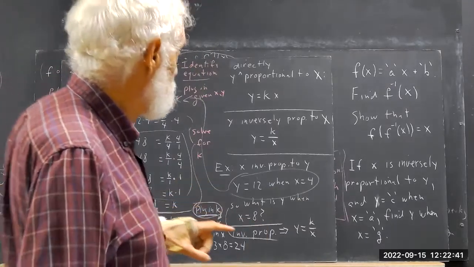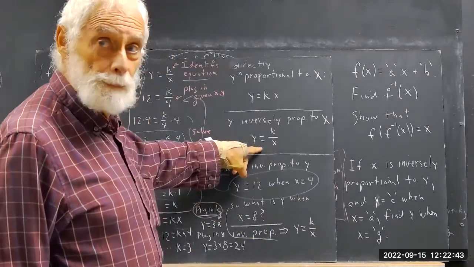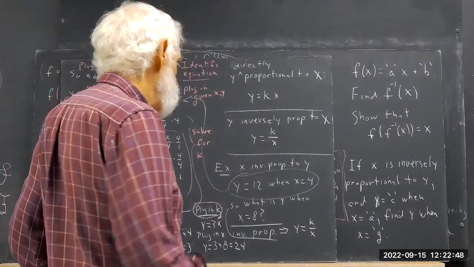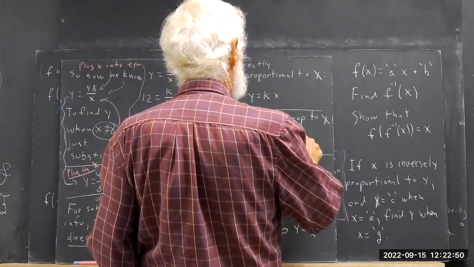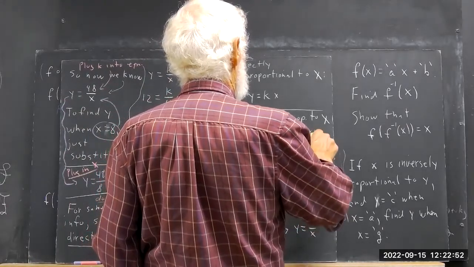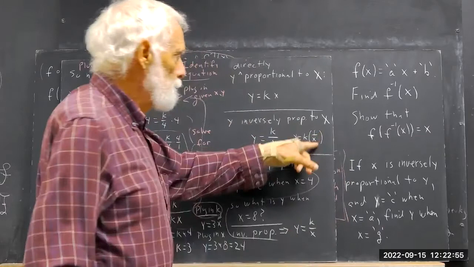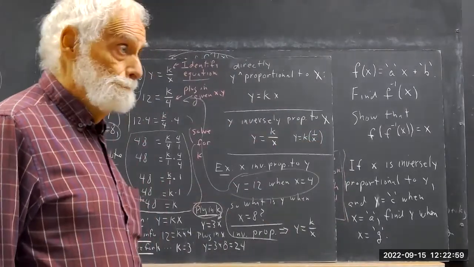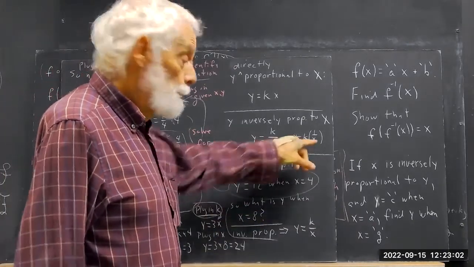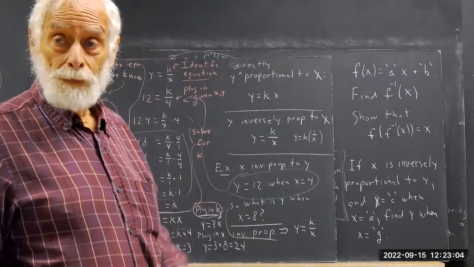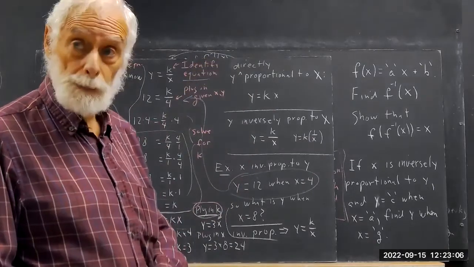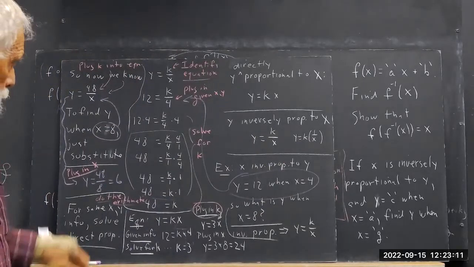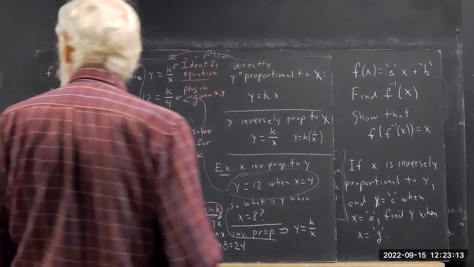The last thing I'll say is, what kind of a function is this? What's 1 over X? It's your basic reciprocal function, right? So you have a multiple of your basic reciprocal function, just a vertical stretch of your basic reciprocal function. So we want to kind of keep that in mind. Okay, I'm going to write that down.